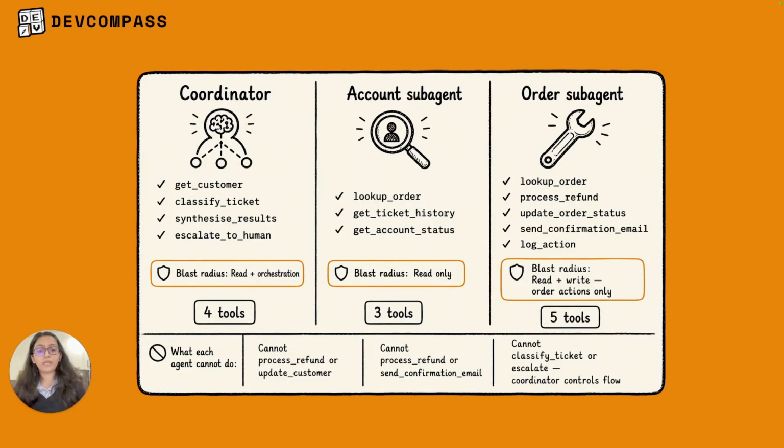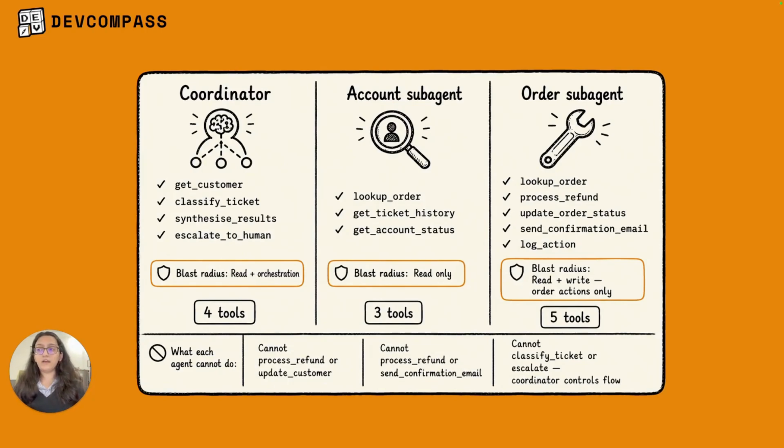The order sub-agent, its job is to handle order actions, refunds, updates, status. So it needs lookup order, process refund, update order status, send confirmation email, log action, 5 tools. These are the write operations. They belong here, not in the coordinator, not in the account sub-agent. The coordinator does not process refunds. It delegates. The sub-agent executes, so it is supposed to have access to those tools.